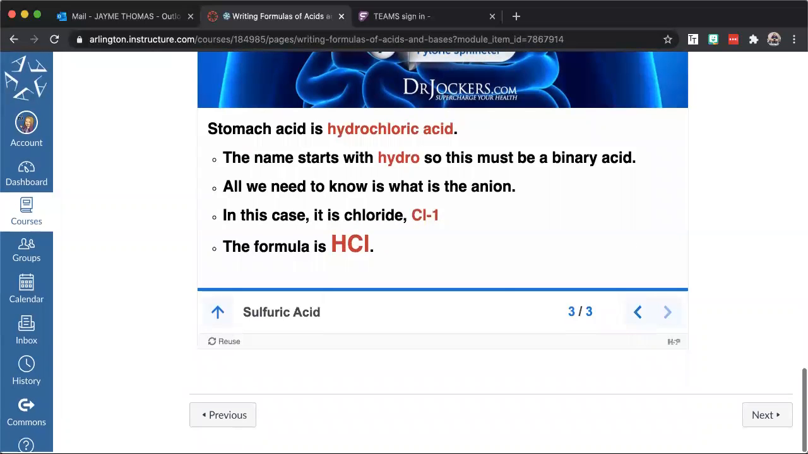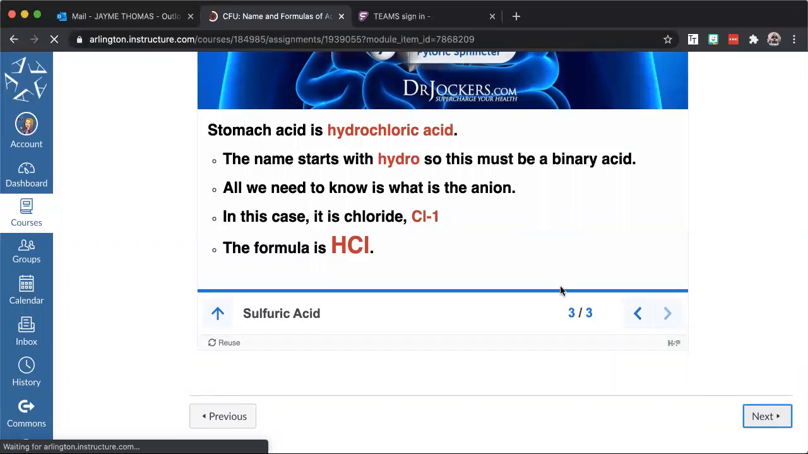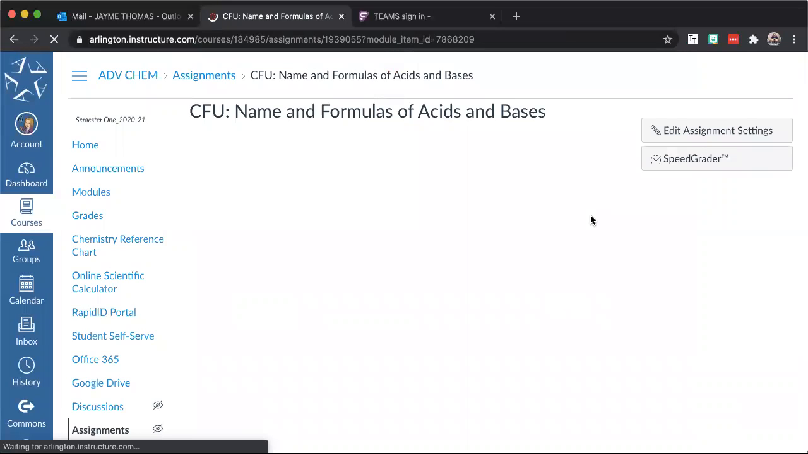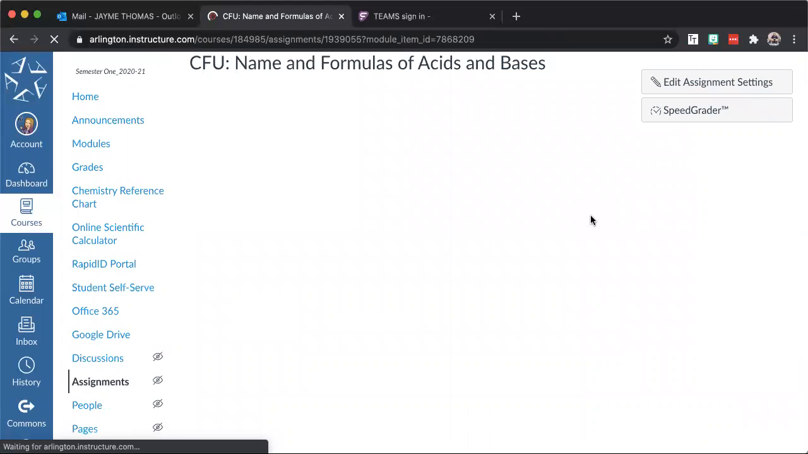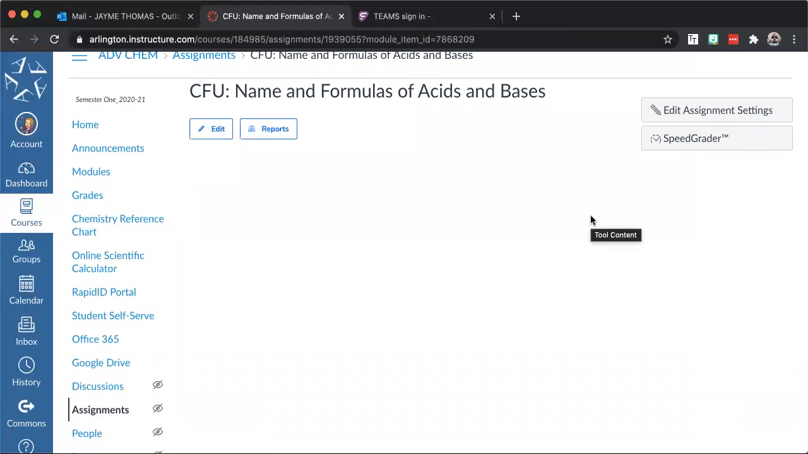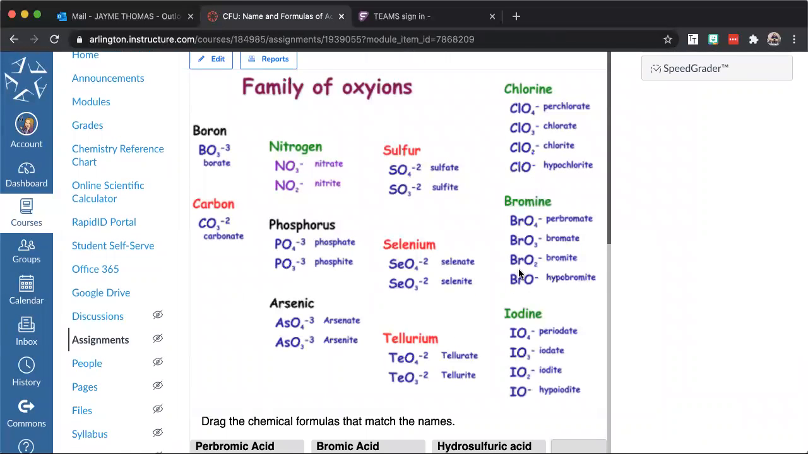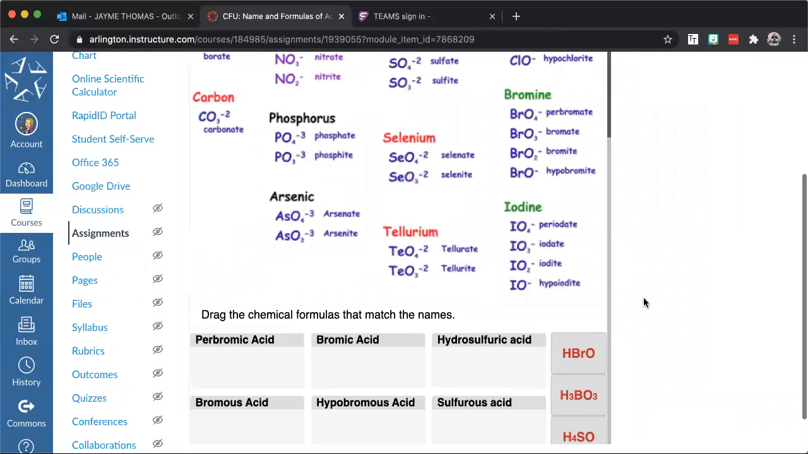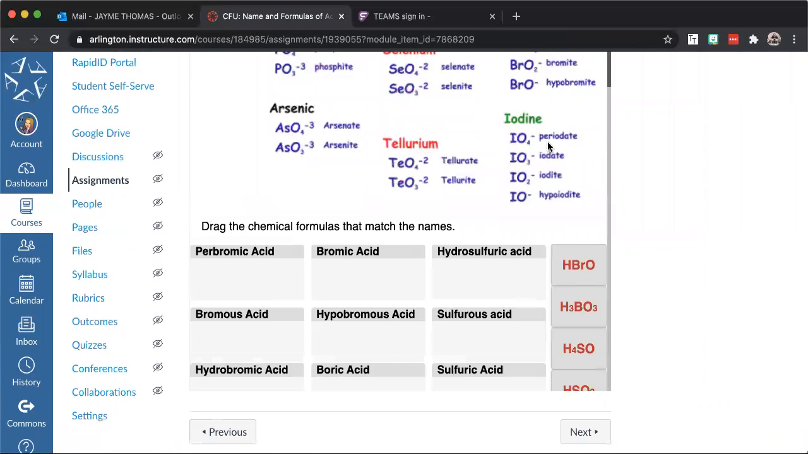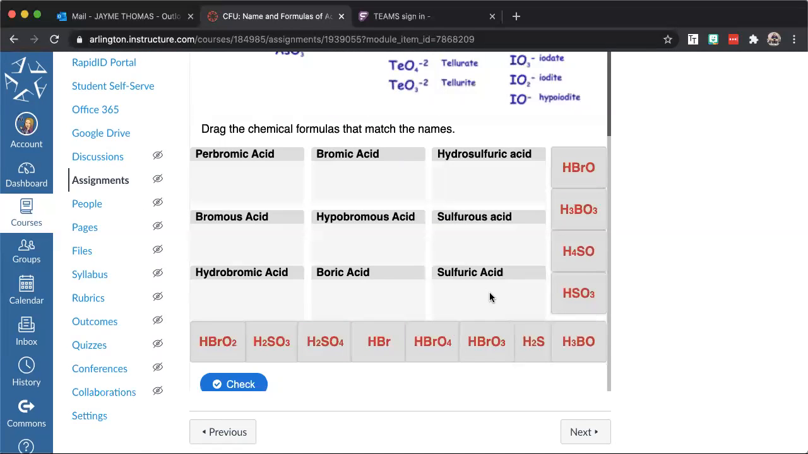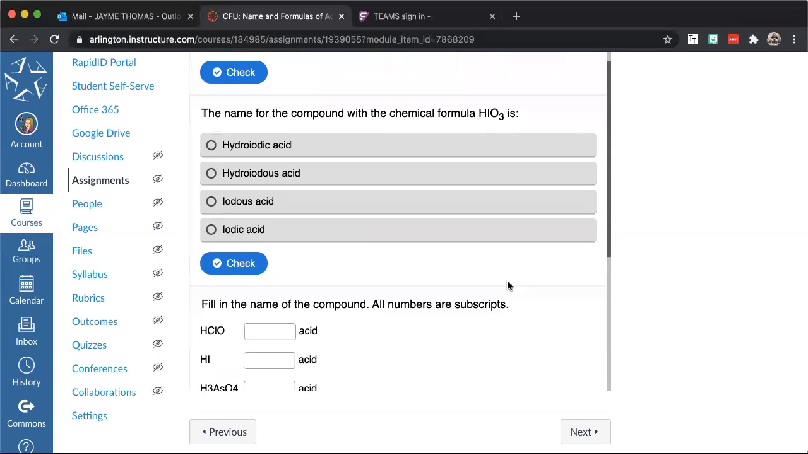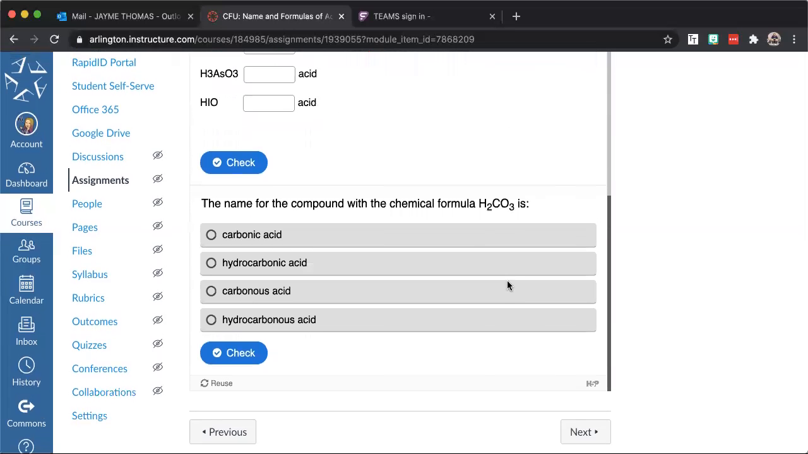But really quick, I just wanted to show on your check for understanding, there's a couple of different parts. There's a drag and drop part where you're matching names and formulas, okay? I believe it has the names and you have to drag the formula to match it. I've given you the list of the oxyions up here that you can refer to, but you may need to get out a periodic table to refer to as well. But there's more formulas than there are names. So you're not going to use all of these formulas. You'll only use 9 of them because there's only 9 names. And then you have some other practice questions here that you can answer to practice with from stuff from today.